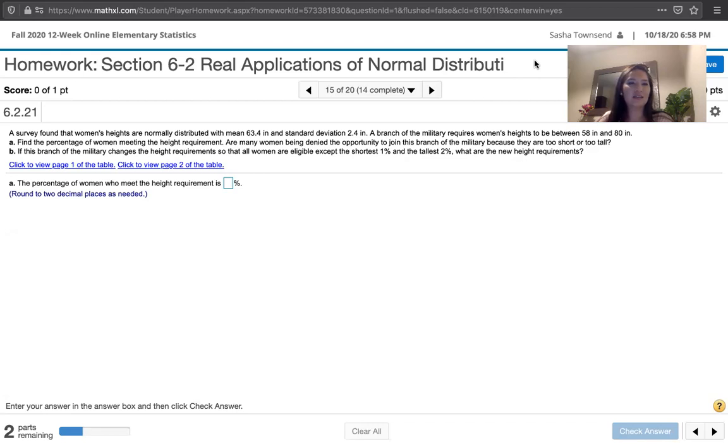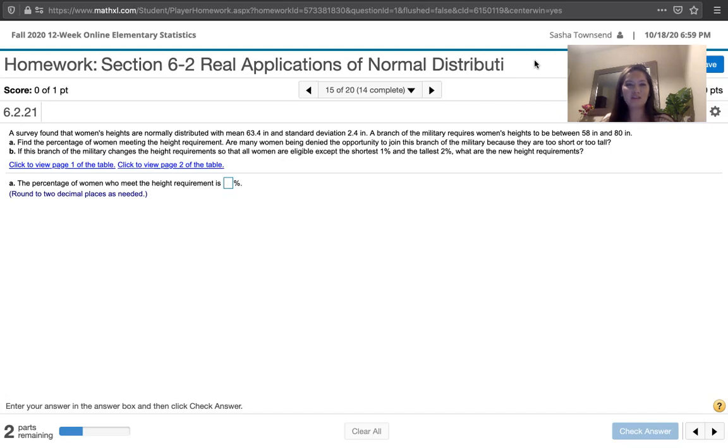First, they ask us to find the percentage of women meeting the height requirement. And then it asks, are many women being denied the opportunity to join this branch of the military because they are too short or too tall? And then it asks, if this branch of the military changes the height requirements so that all women are eligible except the shortest 1% and the tallest 2%, what are the new height requirements?